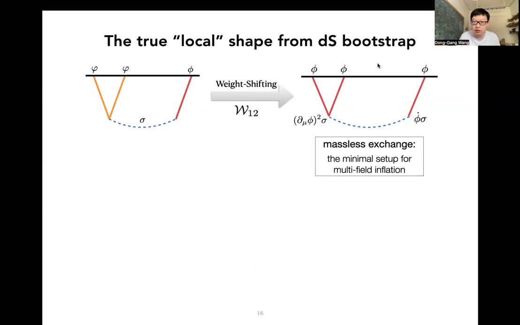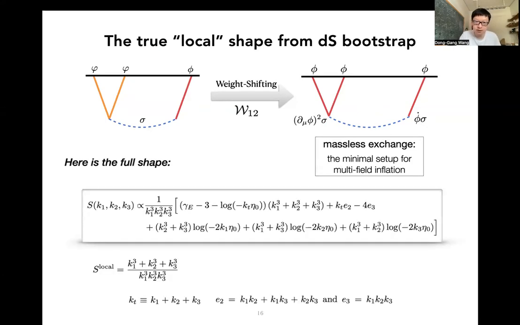Before I show the full result here, I want to point out that this massless exchange corresponds to the minimal setup for multi-phase inflation, but this diagram was missed in the previous computations. And then here is the full shape result. And for comparison, I also put the simplest local ansatz here. We can see this full shape is more complicated than the simple local ansatz.